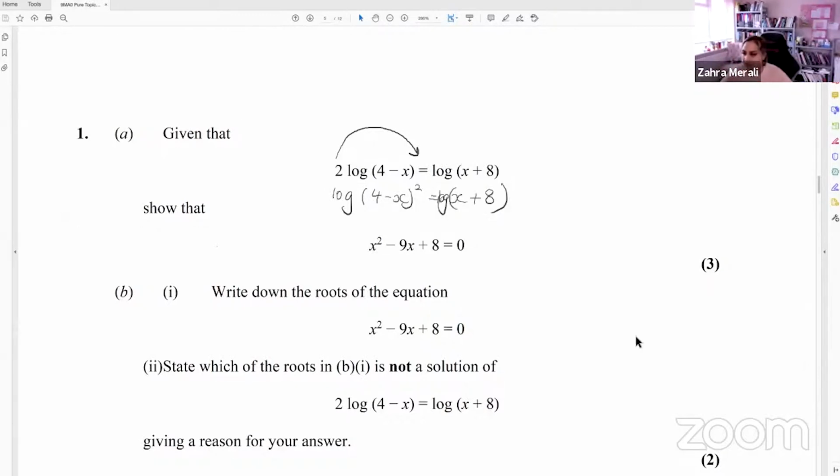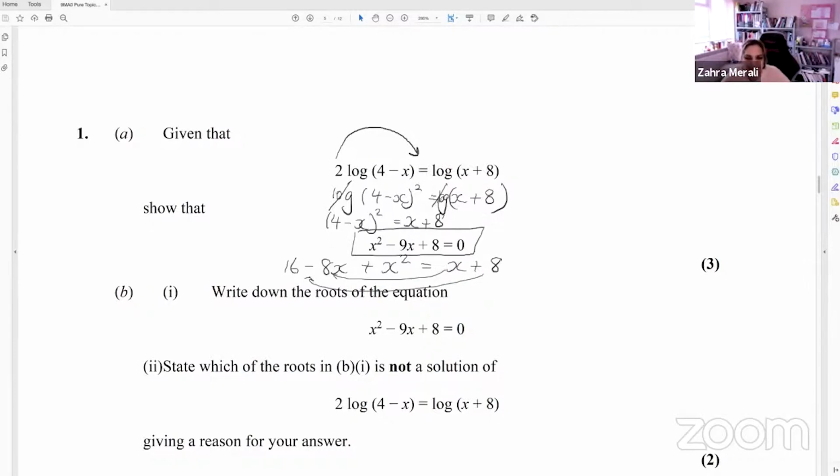So we first have to clean out the logs. Once we've done that, there's just log on both sides, so we can get rid of that log, and we get (4 minus x) squared equals x plus 8. When you open out the brackets, you get 16 minus 8x plus x squared equals x plus 8. If you move everything onto one side, you move the x onto that side and the 8 onto that side, you end up with a solution.